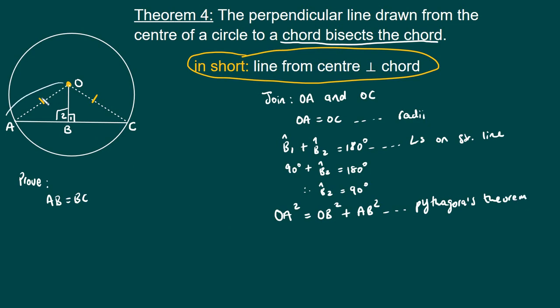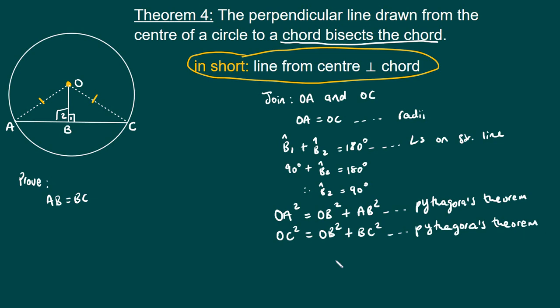You said that about OA squared. Same thing can be said about OC. So you say OC squared is equal to OB squared, this line again, plus BC squared. This is because of our grandpa Pythagoras theorem.